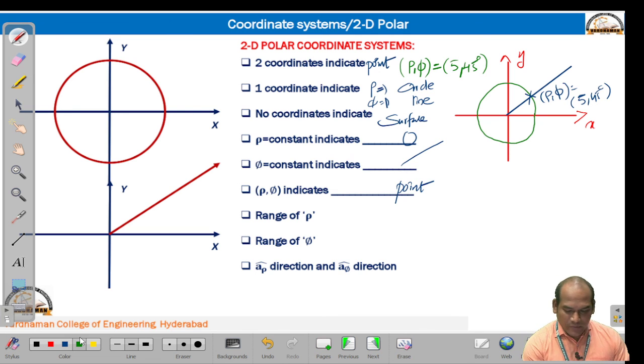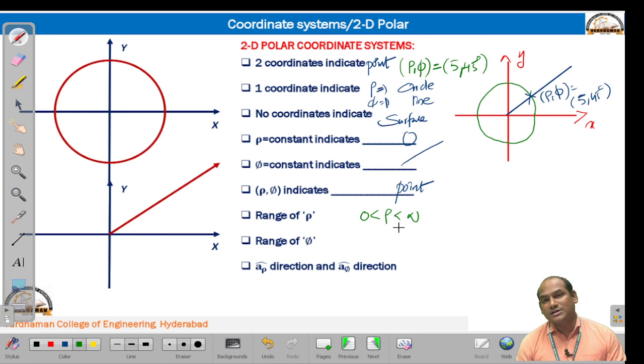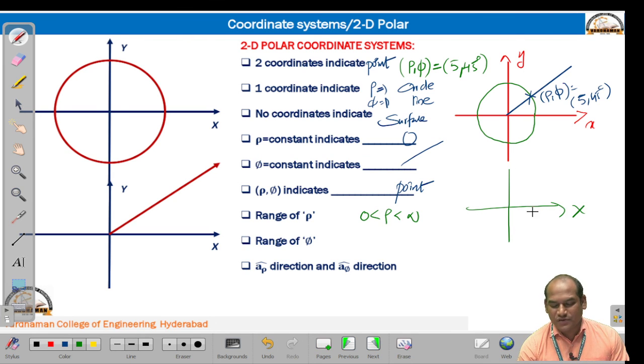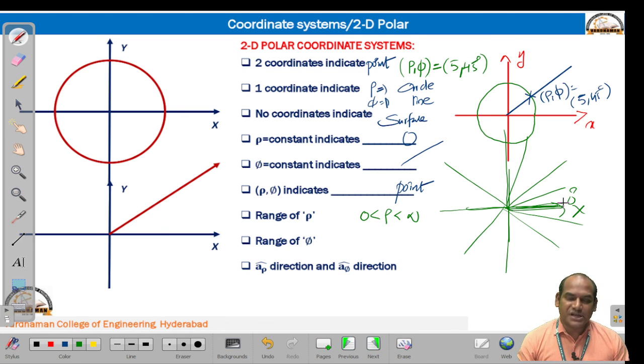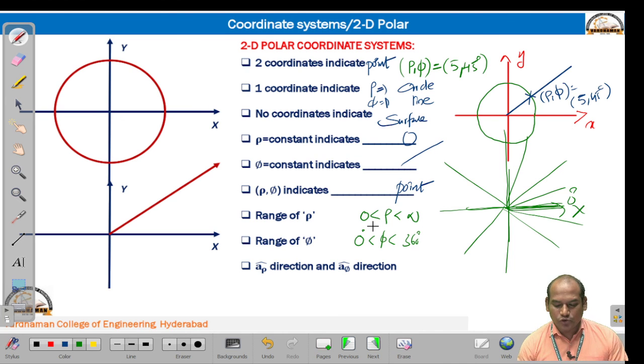The range of rho I have already mentioned, that is 0 to infinity. The phi range is also important. Here, phi is actually starting from the positive x axis. On the positive x axis 0 degrees is there, 10 degrees, 45 degrees, 60 degrees, 90 degrees, 135, 180, here 215, 270, 315, and you can tell here 350 and 360. Like this the phi value can be changed. So what is the range of phi? 0 to 360 degrees, or we can tell 0 to 2 pi radians.